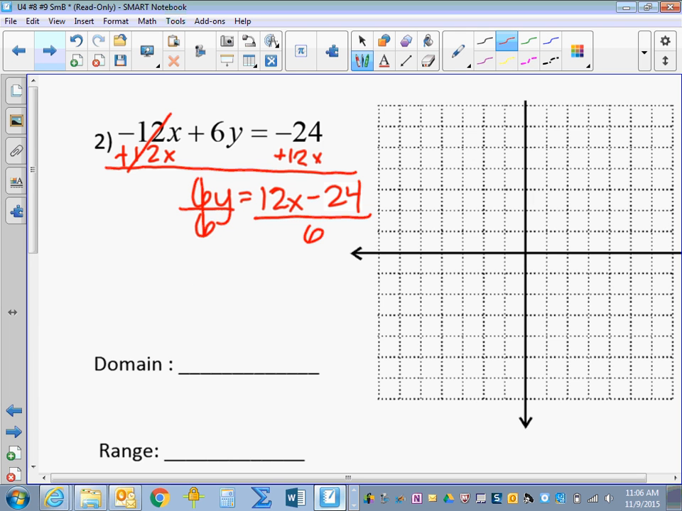6 divided by 6 is 1. What's 12 divided by 6? Come on, 12 divided by 6, you know that. 2. Thank you. And negative 24 divided by 6? Negative 4, good. Alright, my y-intercept is negative 4.